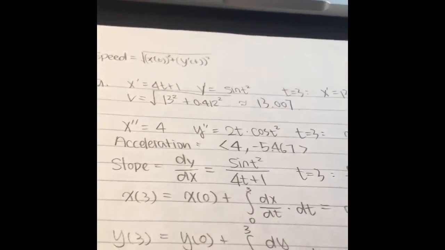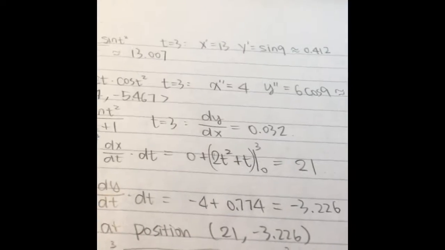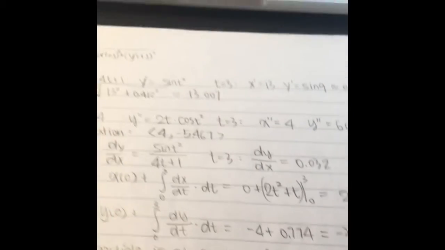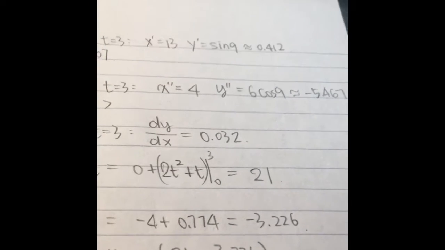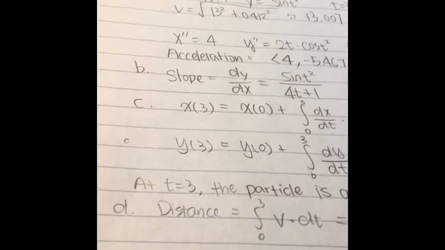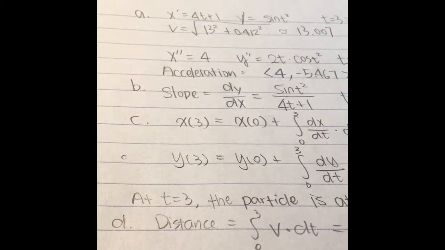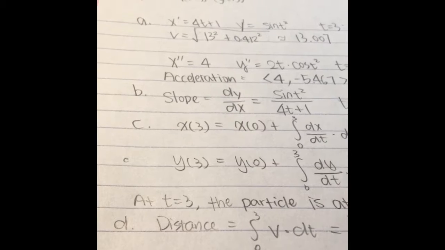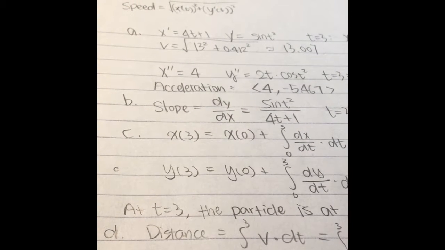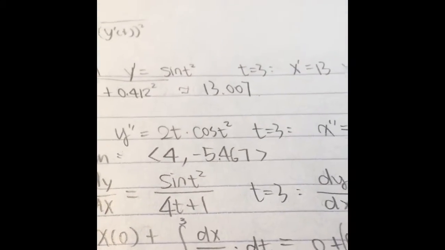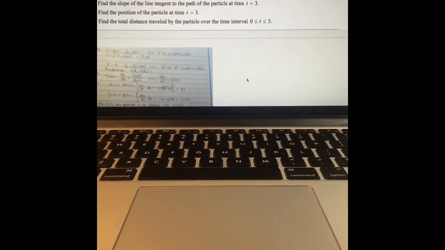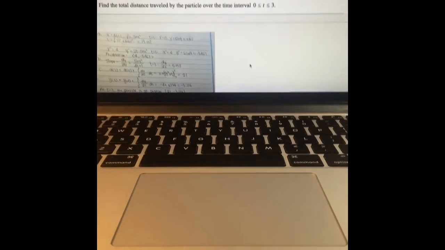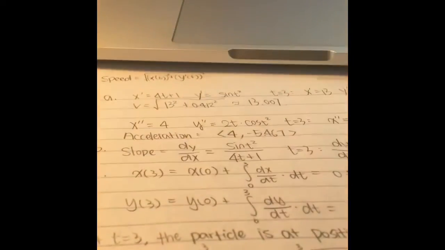So when t equals 3, we can plug it in and we get x prime equals 13 and y prime equals 0.412. And we use that to find our speed, which is the square root of 13 squared plus 0.412 squared, and that is 13.007.